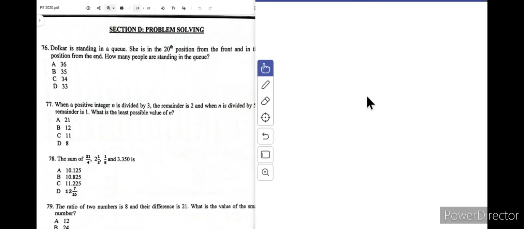Welcome to the third video of my series of videos about solving the preliminary examination question paper 2020. In this video we will be covering section D, that is the problem solving section of the PE exam, and in this particular video we will be covering question number 76 to question number 85.